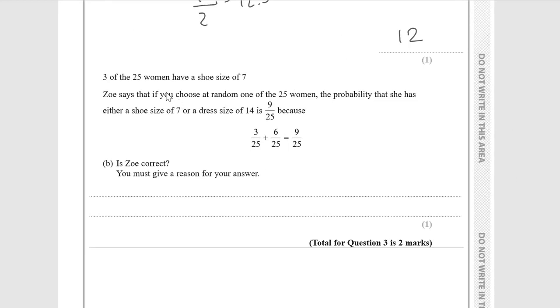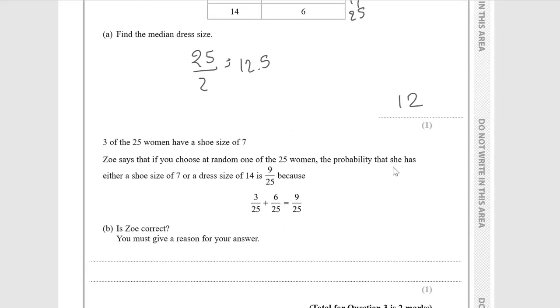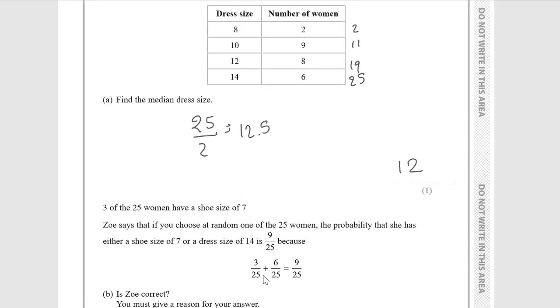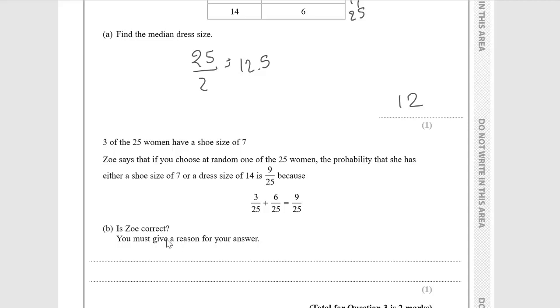Then it says 3 of the 25 women have a shoe size of 7. Zoe says that if you choose at random one of the 25 women, the probability that she has either a shoe size 7 or a dress size of 14 is 9 over 25, because 3 over 25 plus 6 over 25 is 9 over 25. So is Zoe correct? You must give a reason for your answer. And so the answer is going to be no.